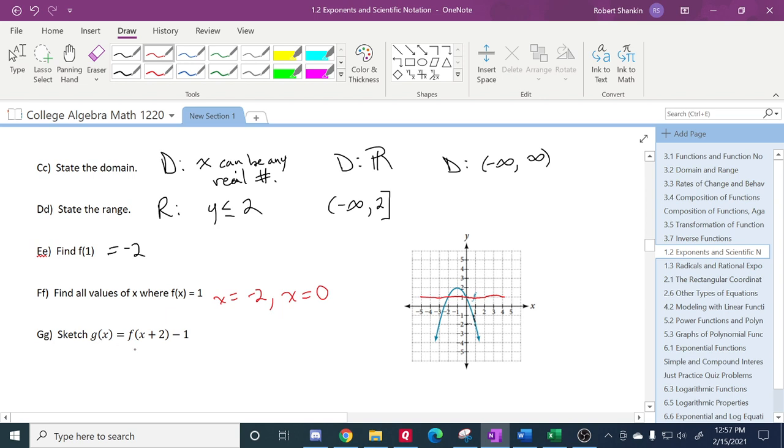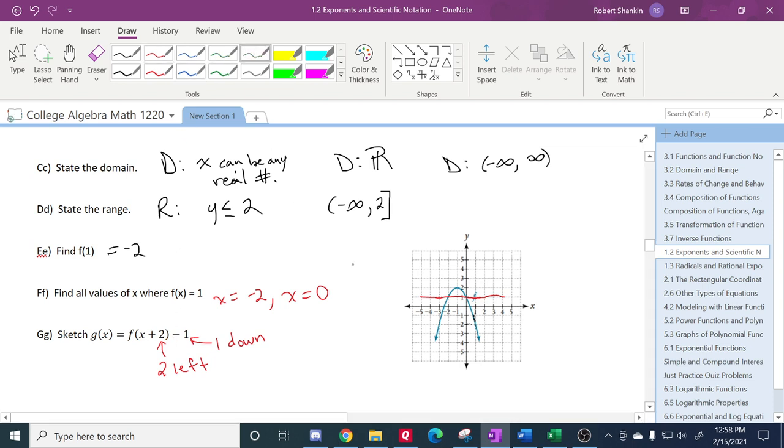Okay, and then sketch this. Well, we have to know, what does this cause to happen? It causes me to shift 2. It's a horizontal shift. Horizontals go the opposite direction of the sign, so it's 2 to the left. And this causes me to go 1 down. So vertical shift happens in the same direction as the sign.